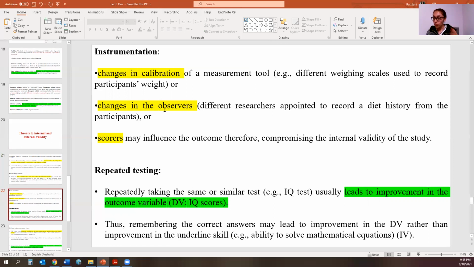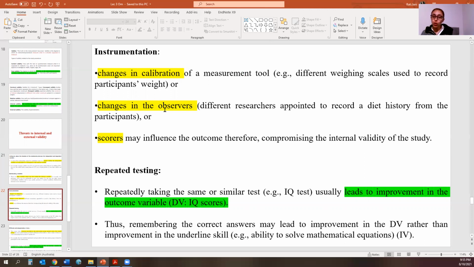Change in observers. For example, within the students, there were two students who were trained to measure height and weight. Okay. If one of these students is absent, you had the other student to support and measure the height and weight. But if both of these trained students are not there, and then you have others who are just doing some random stuff, then this is also a threat to internal and external validity. Okay. So that is called change in observers.